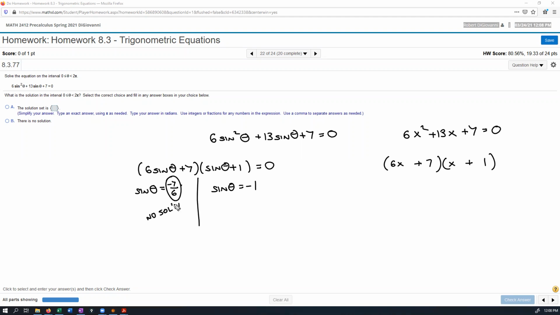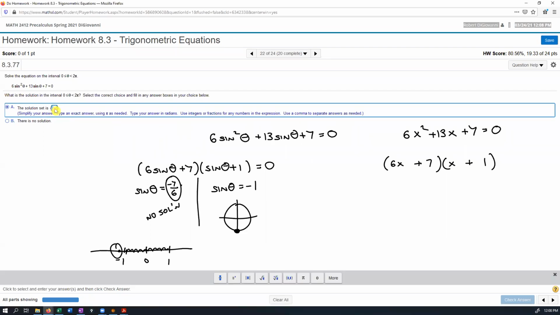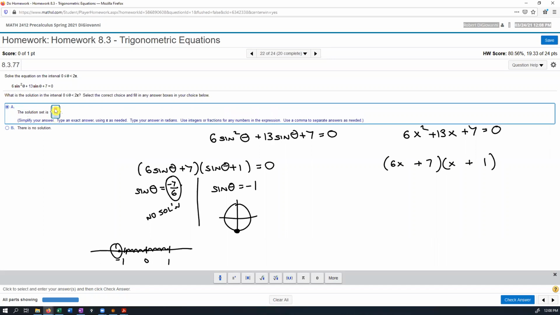When I say bigger than -1, what I mean is this. Here's -1, -7 over 6 is over here. So sine needs to be between -1 and 1, so we can't be out there. So there's no solution here. This one, where's the y coordinate -1? Right there, 3 pi over 2. So we have one solution, 3 pi over 2.